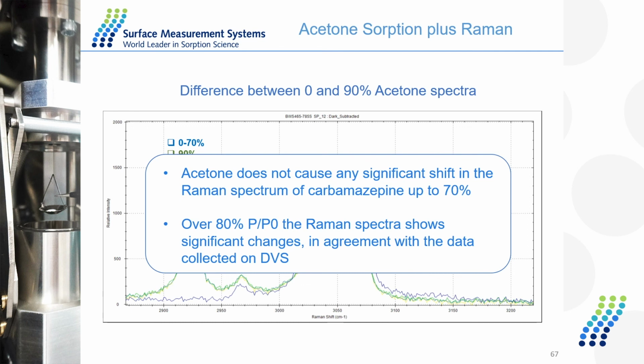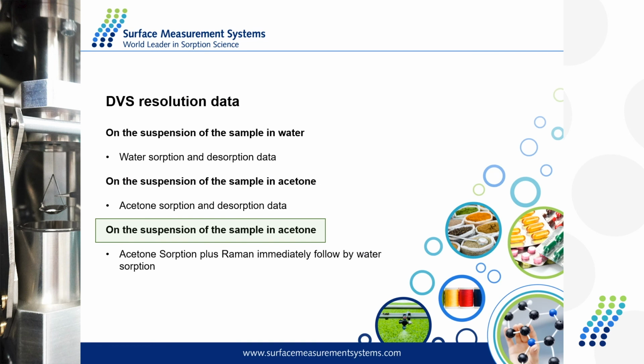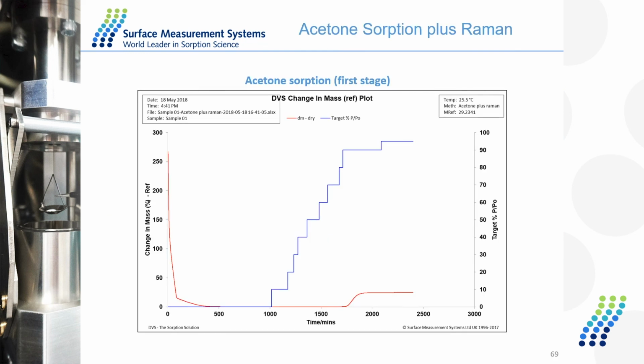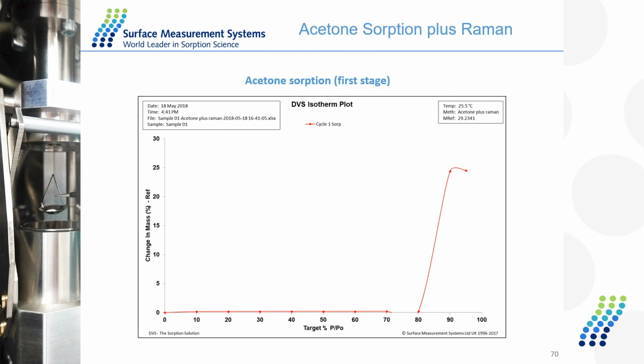Okay, so the last stage of our study will focus on creating the solvate, first stage, and then pushing water into the system to see what happened to our solvate. So again, the first stage is we dry the sample, we push acetone into the system, and we want to see the formation of the solvate. And that is exactly what's happening in our first step. Here is our solvate form, and it forms exactly over 80%, as shown by the data before. So everything is in agreement with what we showed you so far.